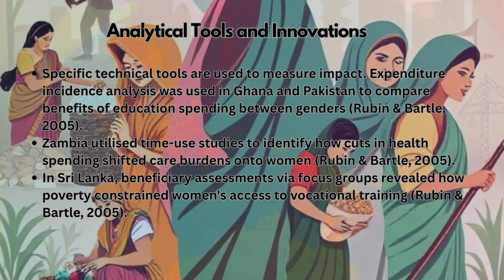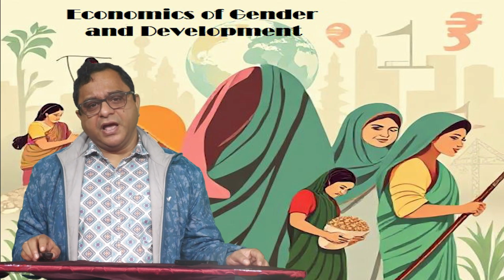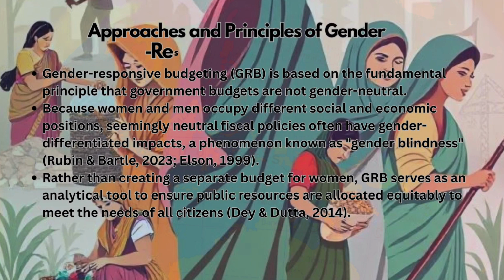Expenditure incidence analysis was used in Ghana and Pakistan to compare budget benefits of education spending between genders. And in Zambia, it utilized time use studies to identify how cuts in health spending shifted care burdens onto women. And in Sri Lanka, beneficiary assessments via focus groups revealed how poverty constrained women's access to vocational training. Now, let us discuss some of the approaches and principles of gender responsive budgeting.